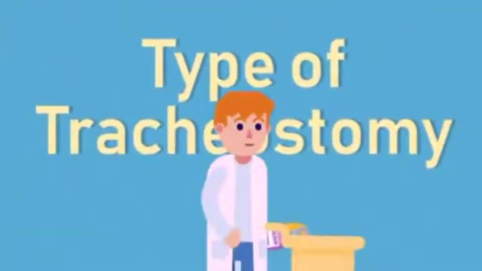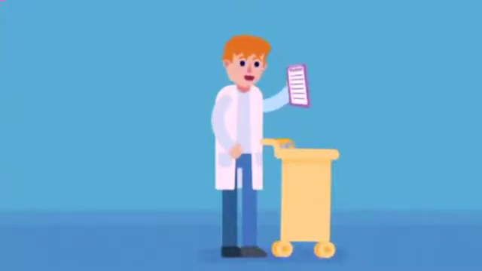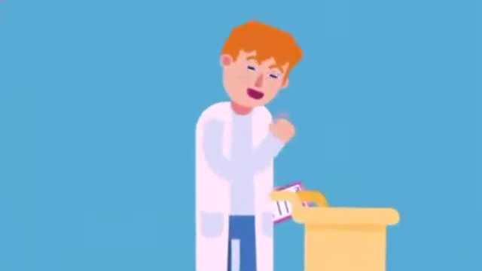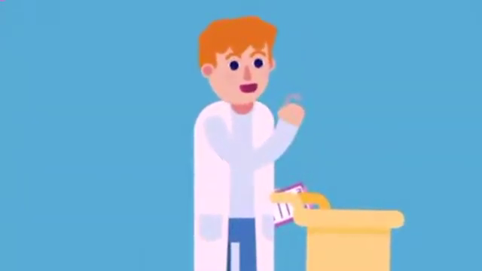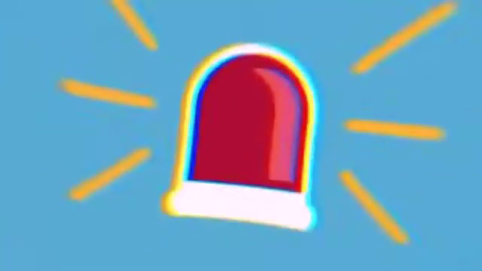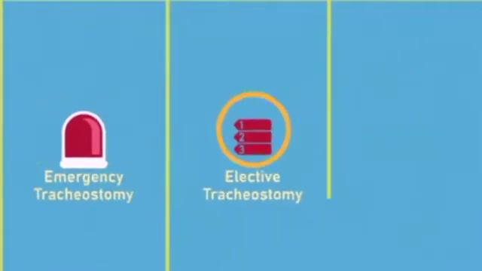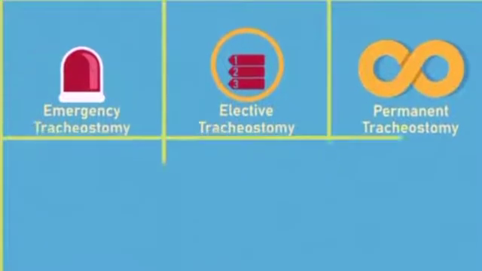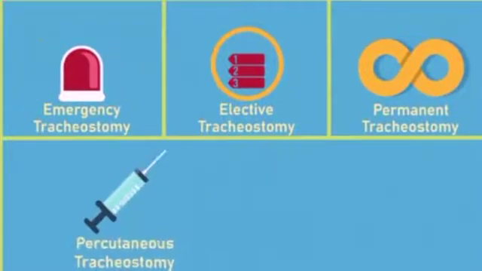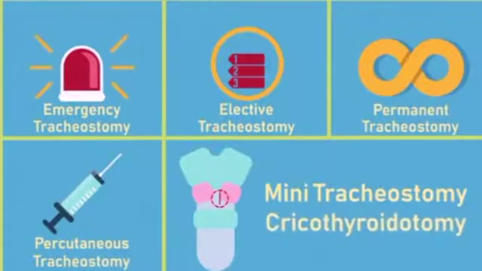Now, let us discuss a few of the types of tracheostomy. There are various types of tracheostomy depending on the condition of patient and the technique which is intended. Various types of tubes are also used for tracheostomy procedures. So, there could be various types of procedures which are emergency tracheostomy, then elective tracheostomy, then permanent tracheostomy, then we can have percutaneous tracheostomy or mini tracheostomy.